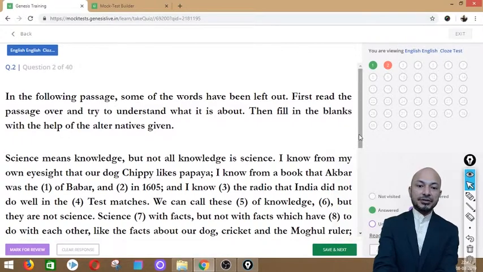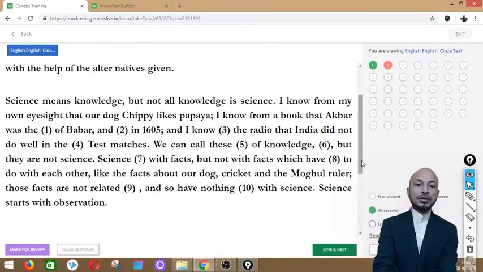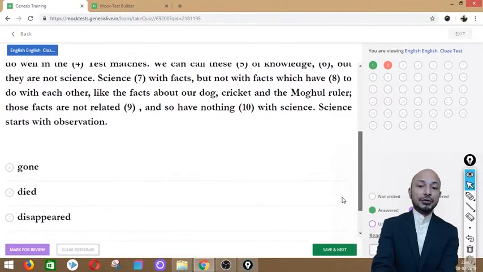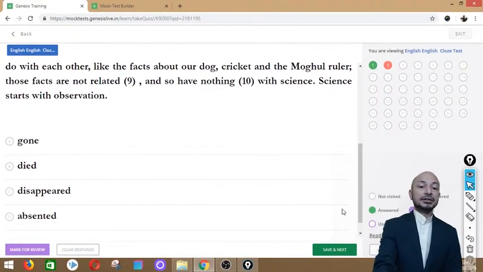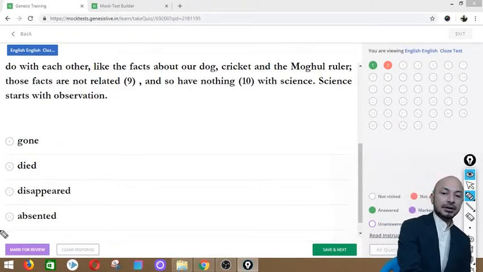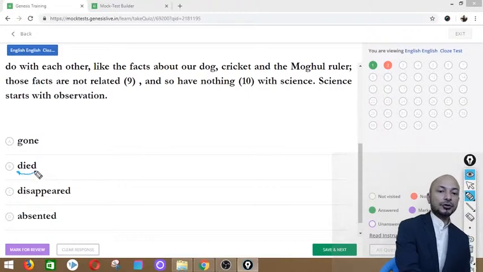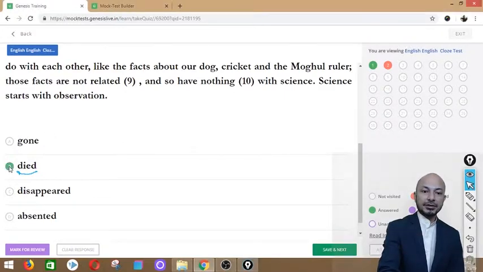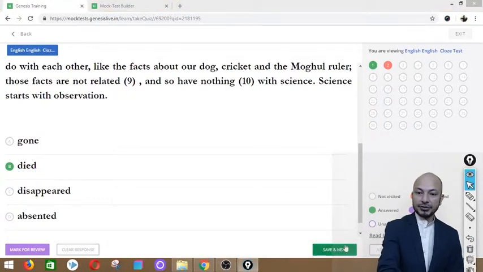Okay, so coming back to the passage again, I read, I know from a book that Akbar was the grandson of Babur, of course, and the next one, gap number 2, says and dash in 1605, and they are talking about Akbar, of course. And so is it going to be gone in 1605, died in 1605, disappeared in 1605, or absented in 1605? And we know from history that he in fact died in 1605. So it's going to be option B, which is the right option for us, and we say died. So we click on died, and we can go on to the next question.